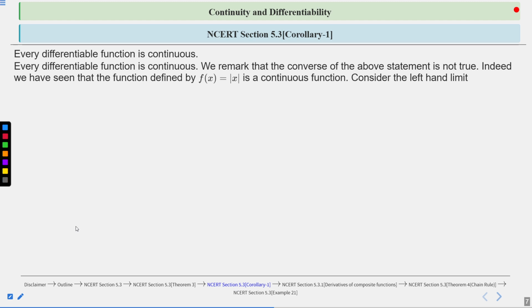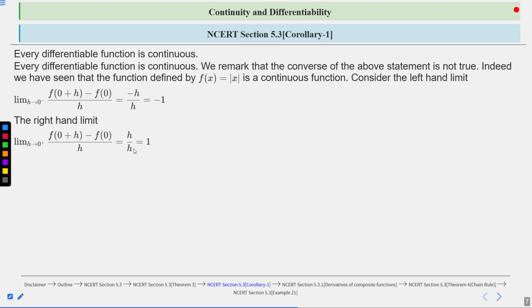Indeed, we have seen that the function defined by f(x) equal to mod x is a continuous function, right? Consider the left hand limit: the limit as h tends to 0 minus of (f(0 plus h) minus f(0)) upon h, which will be equal to minus h upon h, which is equal to minus 1. Now let us see the right hand limit of the given function. It will be the limit as h tends to 0 plus of (f(0 plus h) minus f(0)) upon h, which is h upon h, equal to 1.